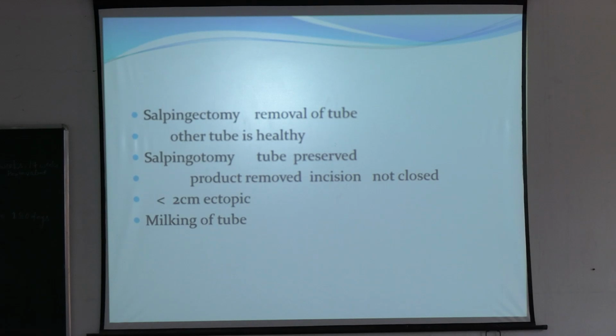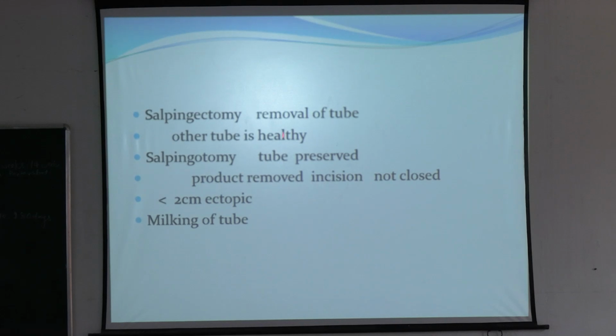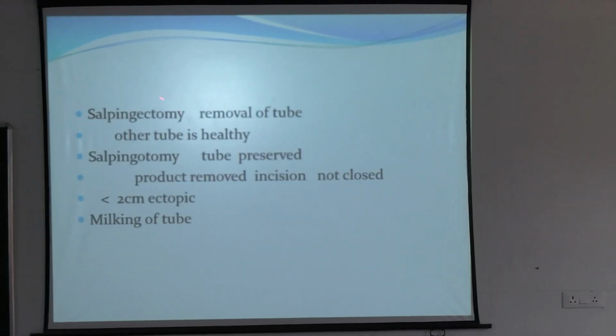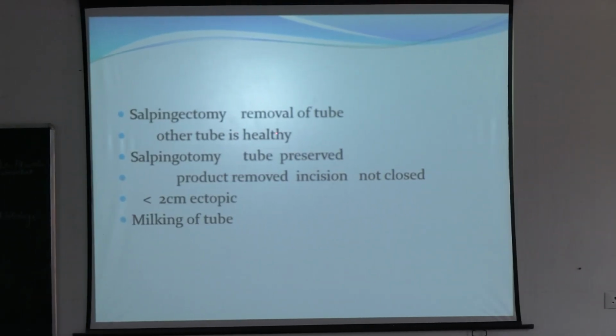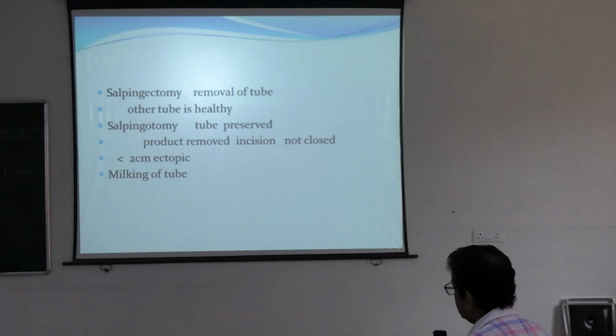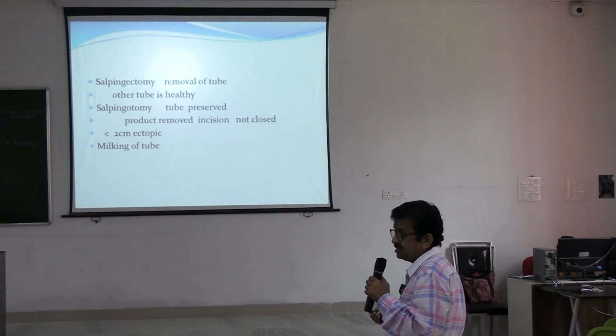So on one side there is ectopic. If you find that the other side is also damaged, the chance of further pregnancy will be very poor. In that case, we will try to preserve the affected tube also. Salpingectomy is for when the other tube is healthy. If the other tube is unhealthy or lost because of previous disease, we will try to preserve the tube. That is the conservative surgery.